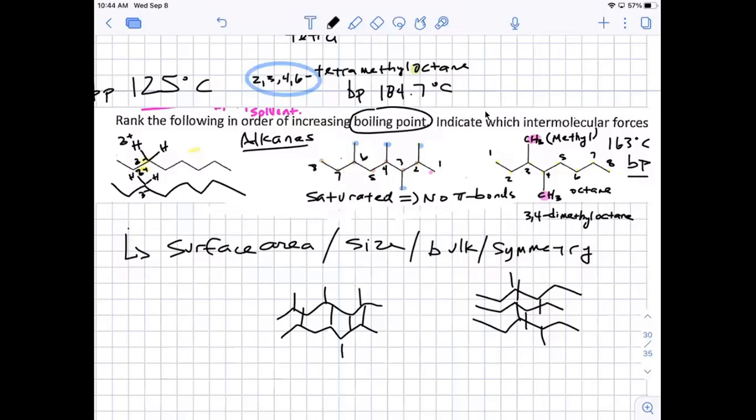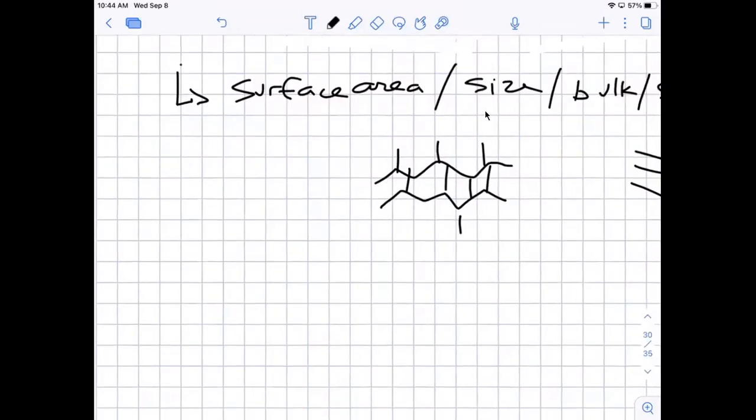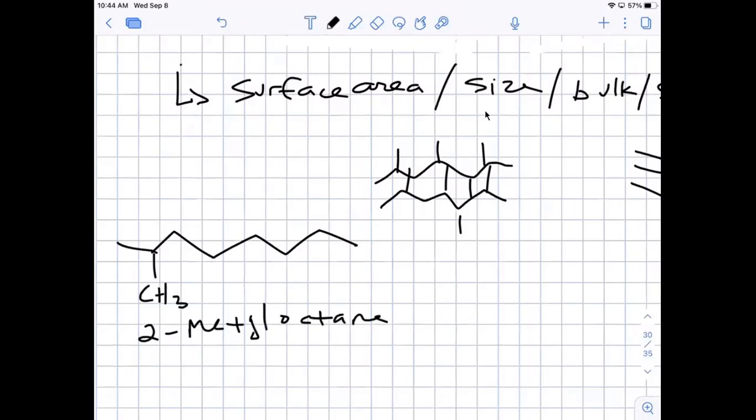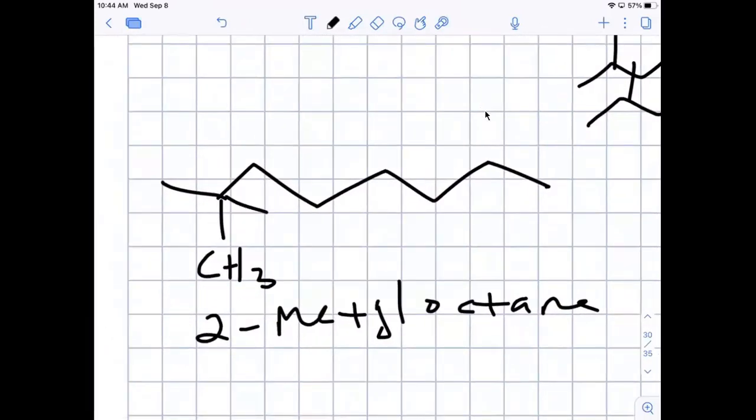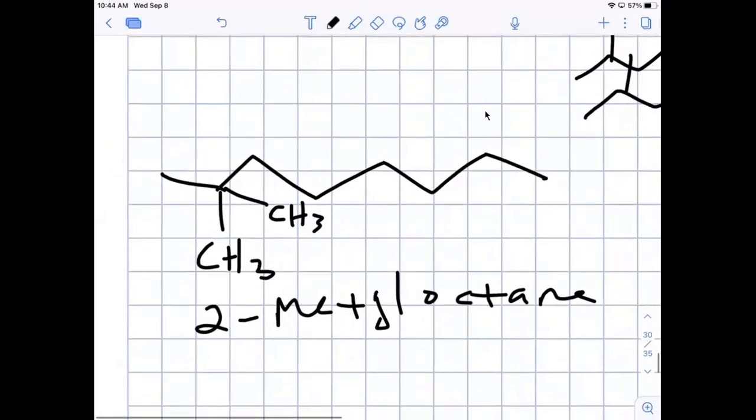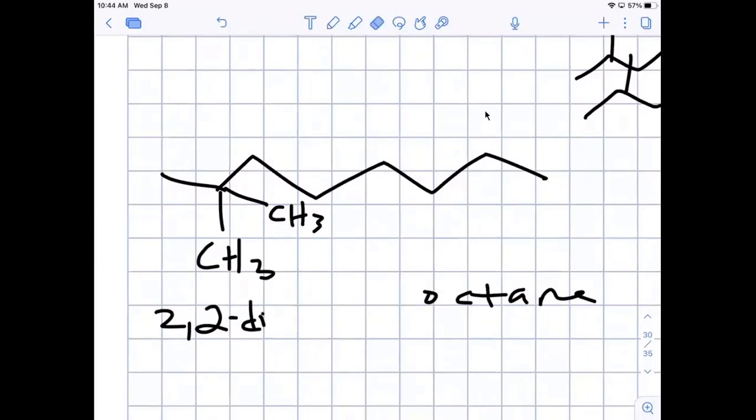Let's see if we have, let me see. Somebody look up 2-methyl octane. Let's see what the difference is between that and octane. Actually, look up 2,2-dimethyl octane. And let's see what we get there.